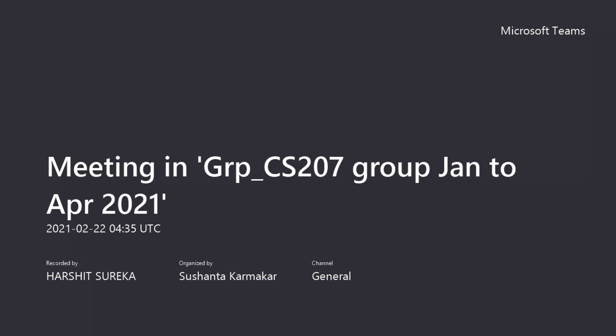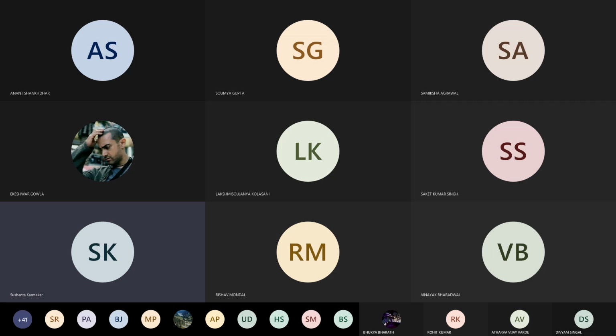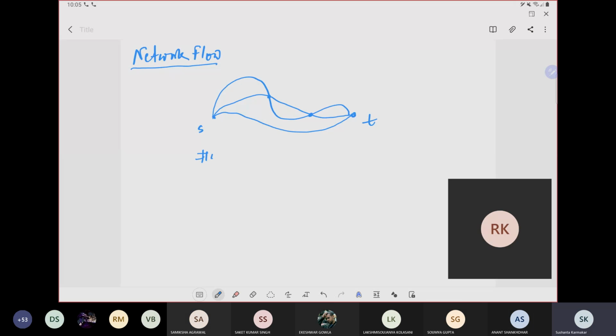Okay, this is the problem: find out the number of edge disjoint paths. This is one particular problem, which may be interesting in certain cases.